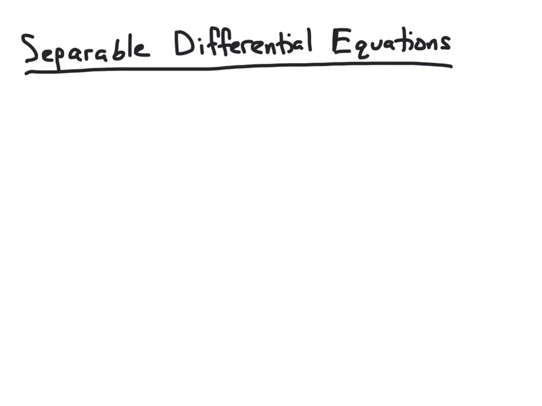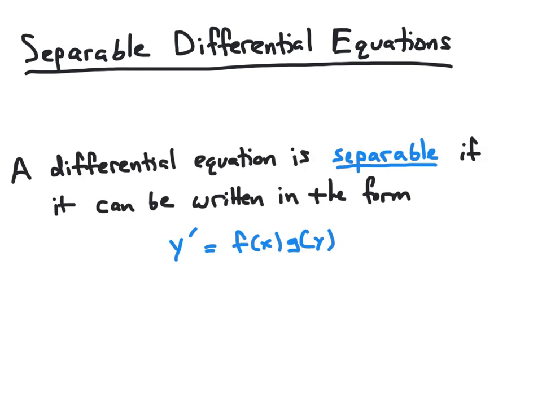In this video, we're going to take a look at how to solve a certain class of differential equations known as separable differential equations. We're going to say that a differential equation is separable if we can write it in the form y prime equals f of x times g of y. The term separable here refers to the fact that on the right-hand side of this equation, we can separate our variables into a function of x multiplied by a function of y.